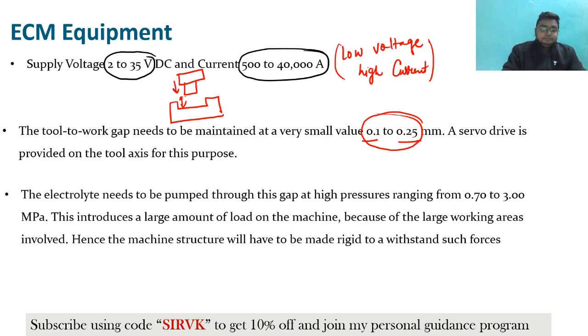Now see here, these are the most important things. I have explained that the electrolyte needs to be pumped through this gap at a very high pressure. We know that we are flowing the electrolyte at very high pressure. Remember the pump arrangement? With the help of the pump we are sucking the electrolyte, and it flows with very high pressure from the tool. It was coming out from inside the tool at very high pressure. Okay, I hope these things are clear to you.